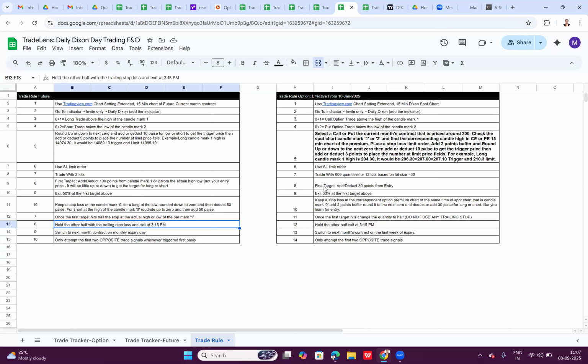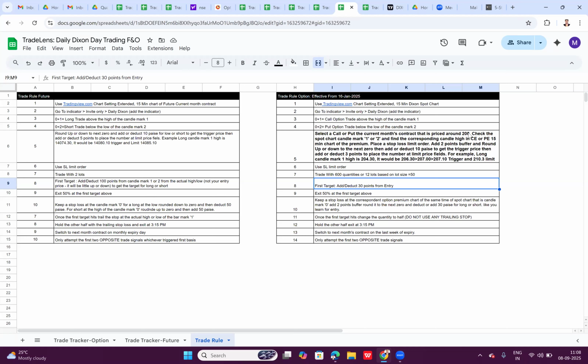But in option, we have to book half the quantity at a target of 30 points, because we are selecting a strike price which has a premium of approximately 200. In the 200 strike price, the first target is 30 points. You all can trade as per your investment. For example, if you are trading Dixon options with a capital of 1,20,000, you can trade with 600 quantity, because the lot size of Dixon is 50 right now. With a capital of 1,20,000, you can trade 12 lots.